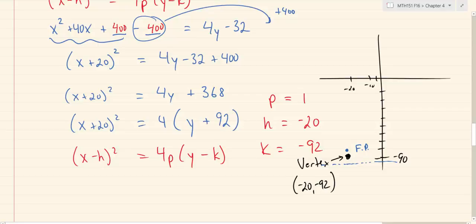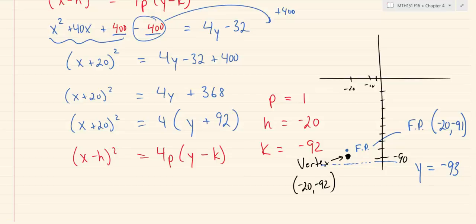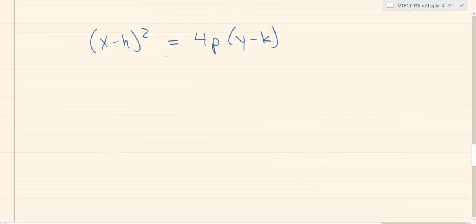So the coordinates for the focal point are going to be -20, -91, and the equation for the directrix will be y equals -93, because you go 1 unit up to the focal point, 1 unit down to the directrix. Variations. There's 2 things we want to talk about.